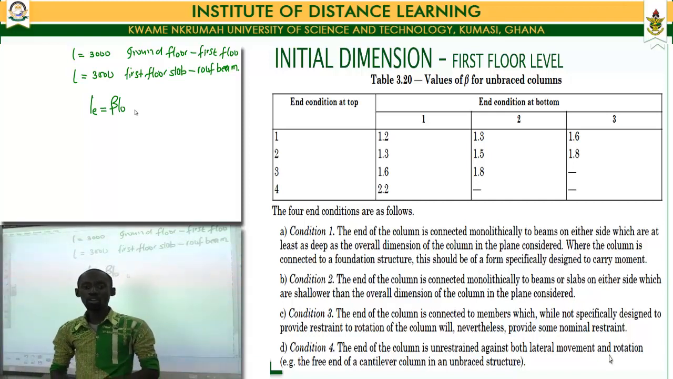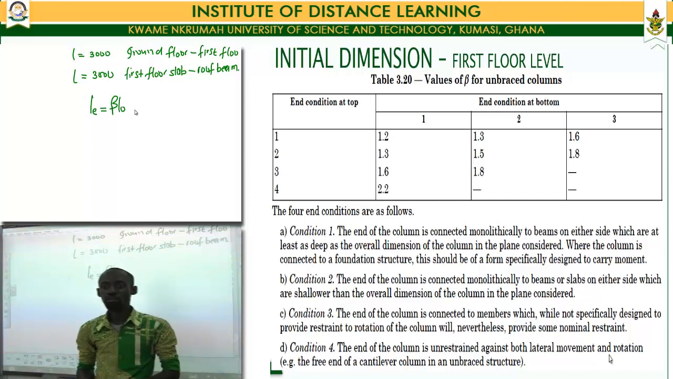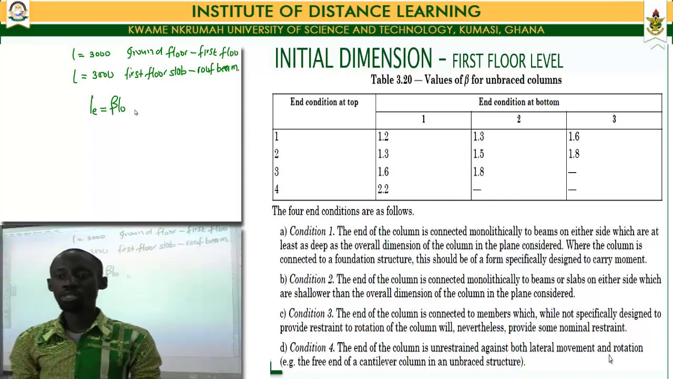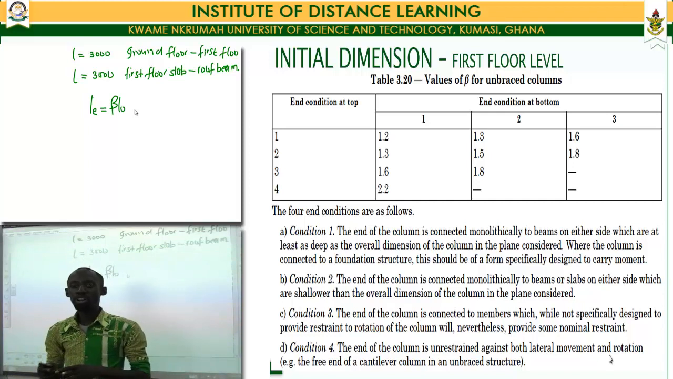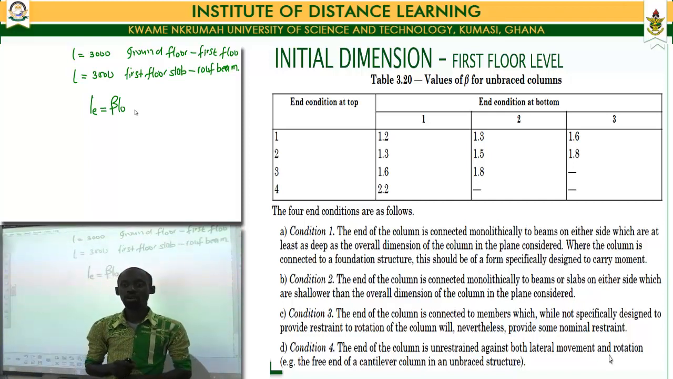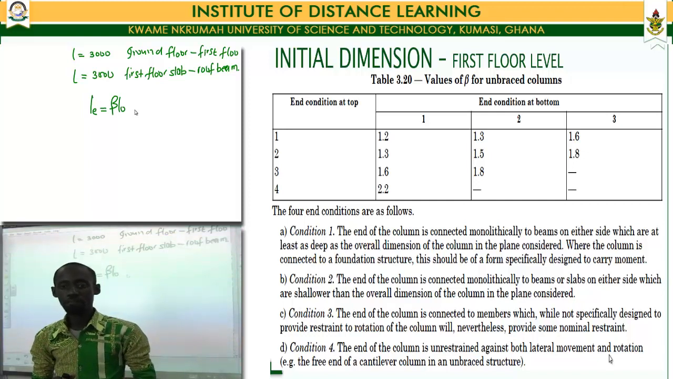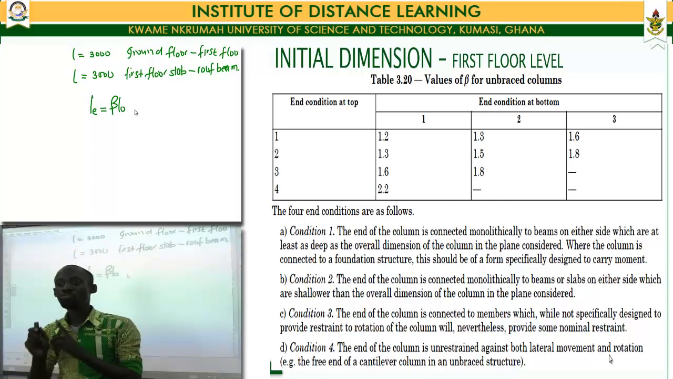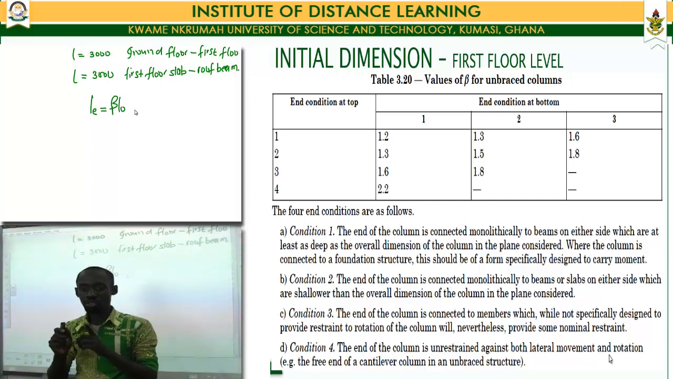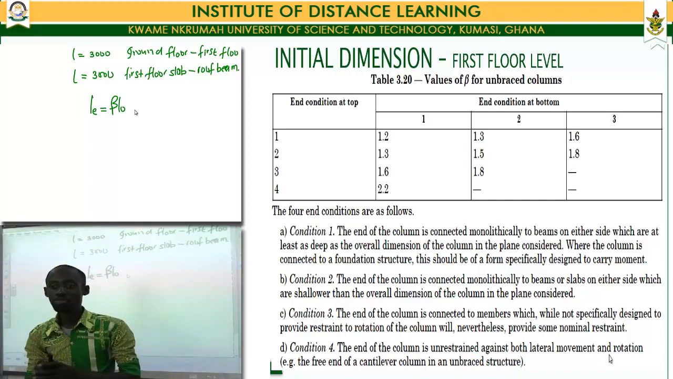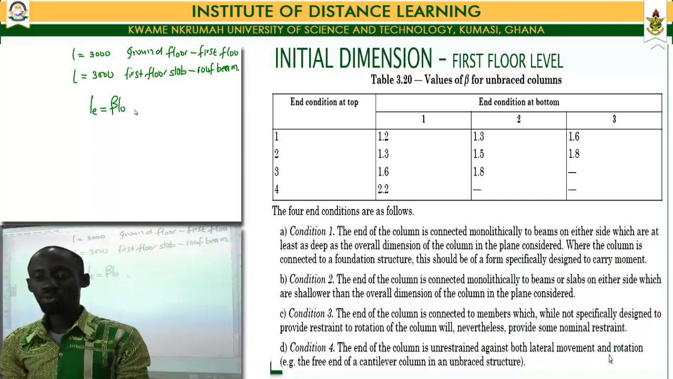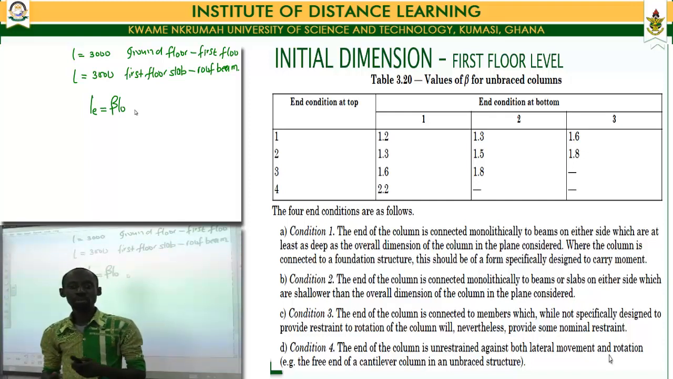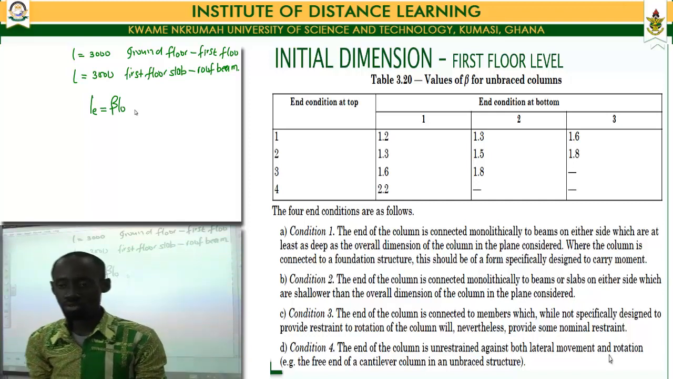It moves on to say that where the column is connected to a foundation structure, it should be of a form specifically designed to carry moment. For condition number 2, it says the end of the column is connected monolithically to a beam or slab on either side, which is shallower than the overall dimension of the column in the plane being considered. The third condition states that the end of the column is connected to members which, while not specifically designed to provide restraint to rotation of the column, will nevertheless provide some nominal restraint. And the last one says the end of the column is unrestrained against both lateral movement and rotation. Example, the free end of a cantilever column in an unbraced structure.